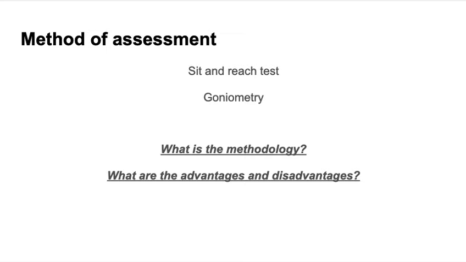In terms of the advantage of a sit and reach test, it's very easy and very cheap. Goniometry advantage, you can measure all joints. The disadvantage of the sit and reach test is a limited range of flexibility being measured. It might be unsuitable for some sports, whereas goniometry, although it's very accurate and you get a detailed picture of all-round flexibility, is very time-consuming and a lot harder to administer.